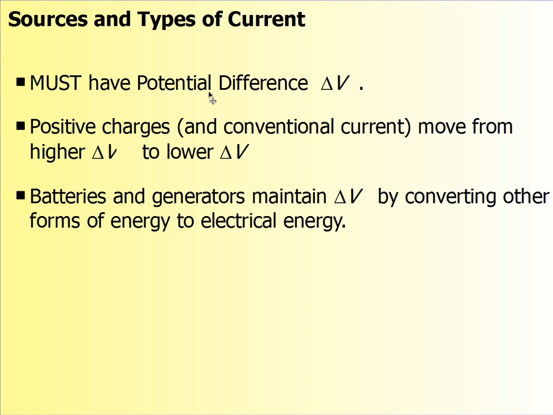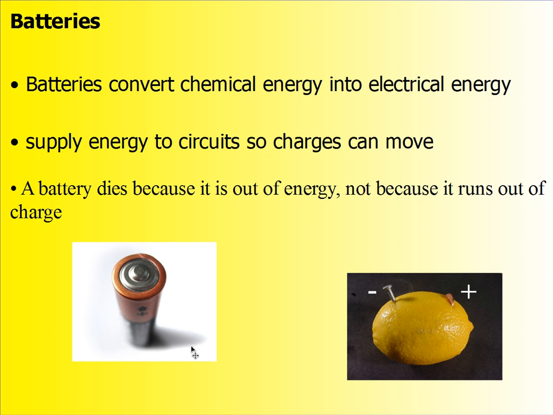Now, sources and types of current. In order to have a current, you must have potential difference. You will not have a current unless you have a potential difference. And remember, the conventional current of positive charges goes from high potential to low potential. Batteries and generators simply maintain this change in potential. How do they do that? They take other forms of energy and convert them to electrical energy. It may be mechanical, it may be chemical. Batteries convert chemical energy into electrical. This lemon is an example of a battery.